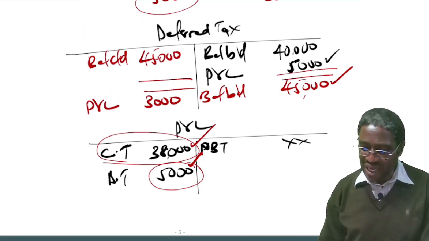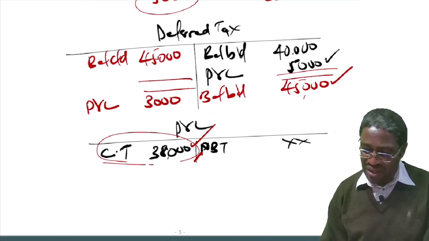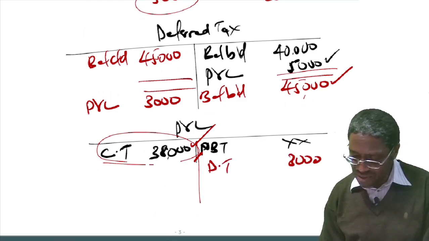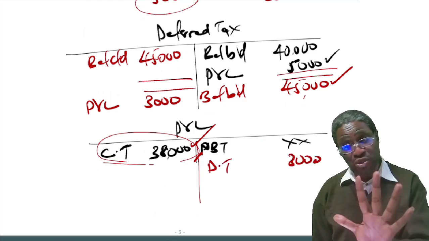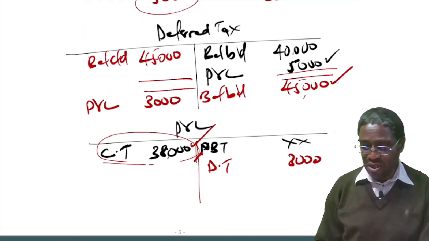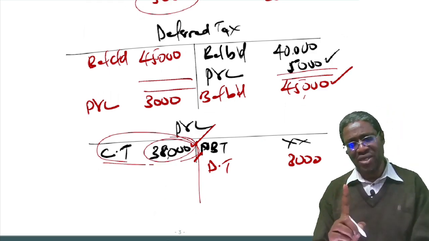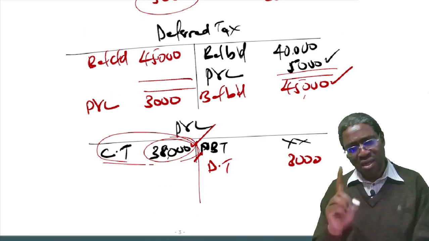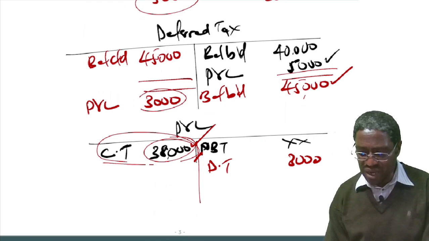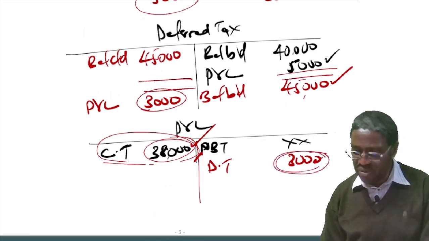I'll credit P&L account by 3,000 here. I'll come and say here deferred tax 3,000. Don't forget, the corporation tax did not change, or the current tax. It's an amount that we pay out of profit, so it will always be debited in the P&L account. But this time, listen, with the 3,000 deferred tax, I debited deferred tax by 3,000. I credited P&L account by 3,000.